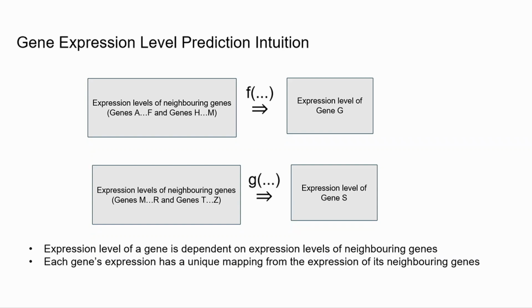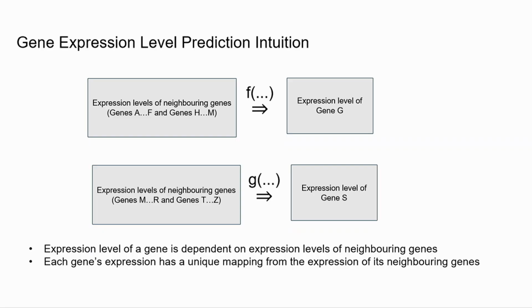One thing is that the expression level of a specific gene tends to be correlated or dependent on the expression level of genes around it, its neighbors. So you see in the first one, the expression level of gene G tends to depend more on genes from A to F and genes H to N. Similar for the expression level of, let's say, another gene, gene S.